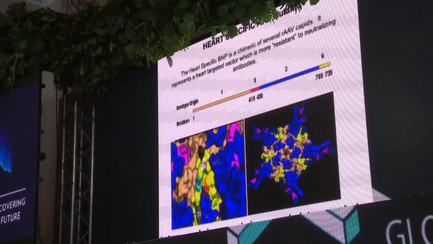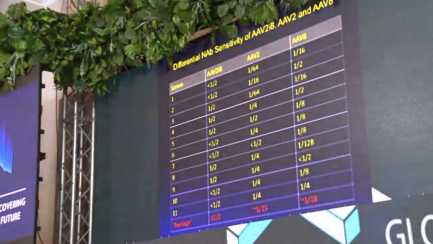And this is one vector that we have, AAV2i8, which has mosaics from different serotypes. And this serotype actually escapes neutralizing antibodies. So here are a dozen patients from our heart failure center, and all of them have some neutralizing antibody to AAV2 or AAV8. But you can see that they don't have neutralizing antibody to AAV2i8. So we're able to make a vector now that can escape the neutralizing antibodies.